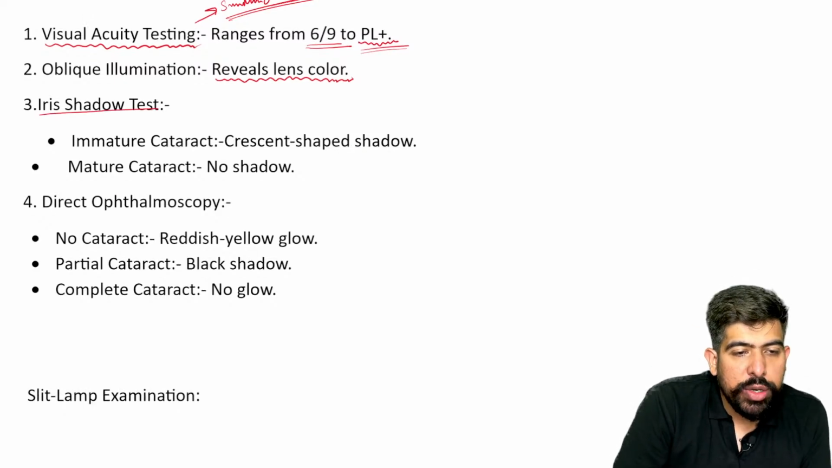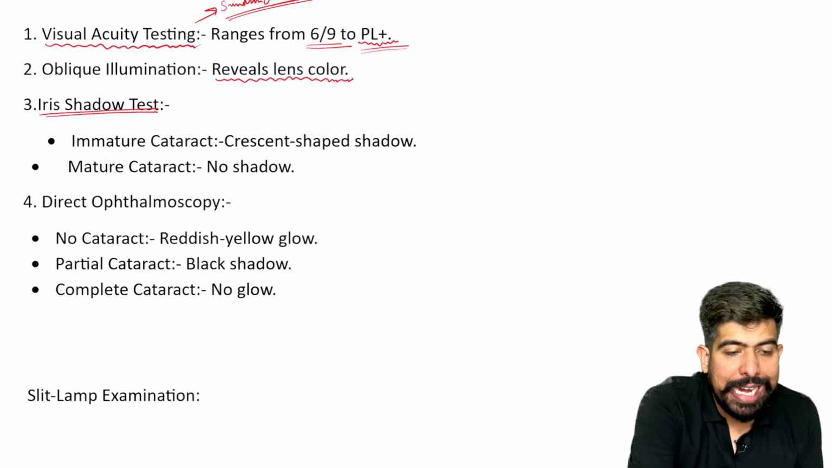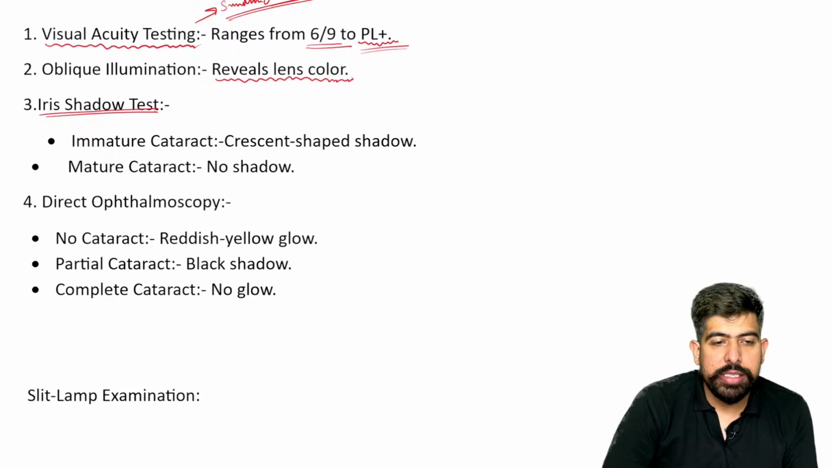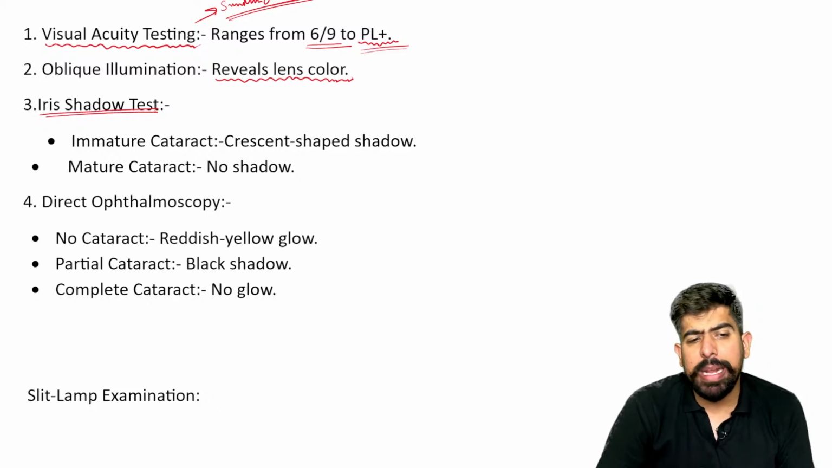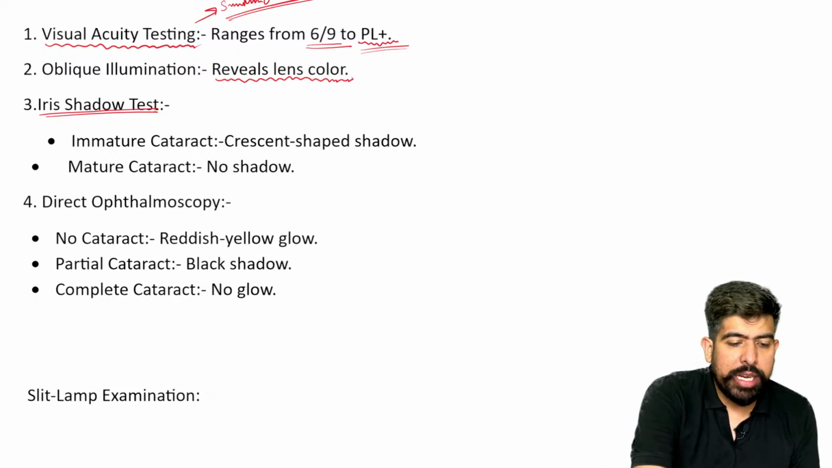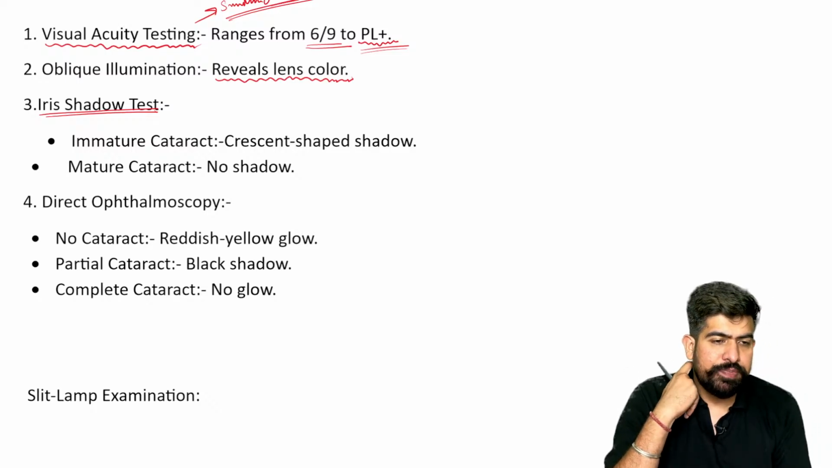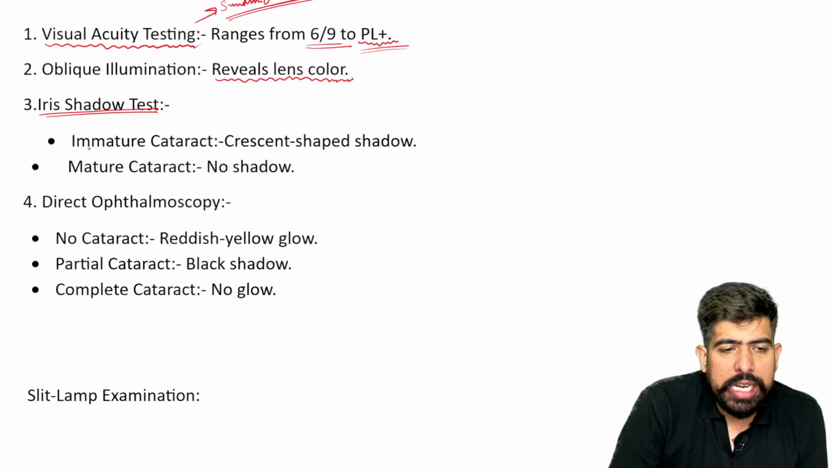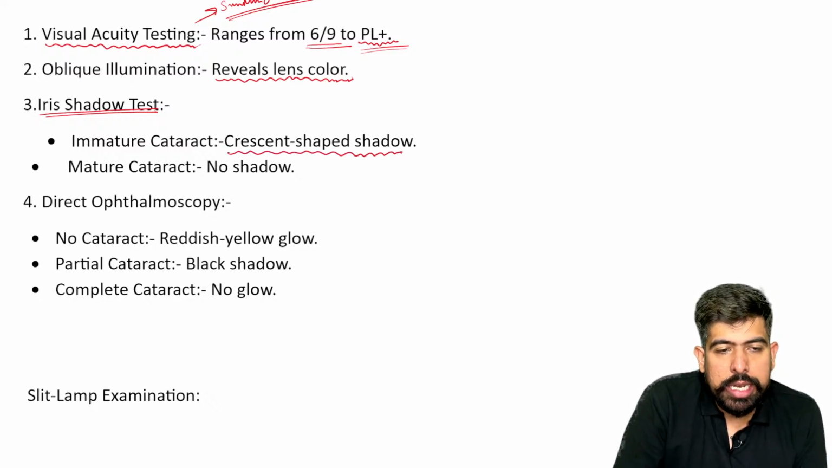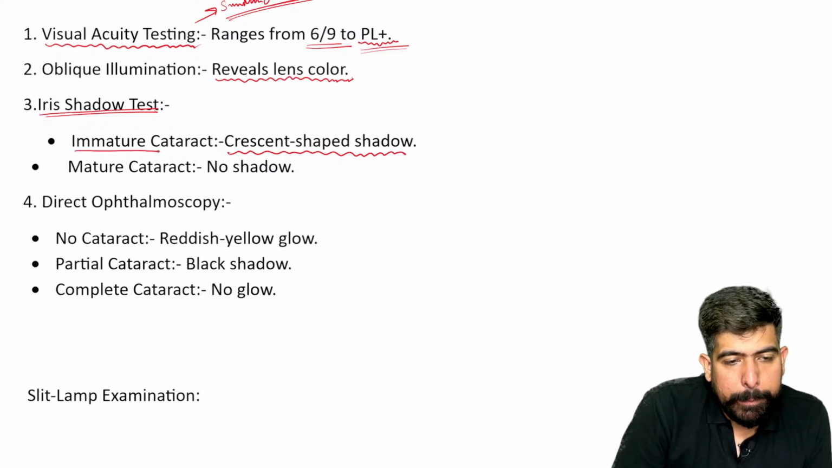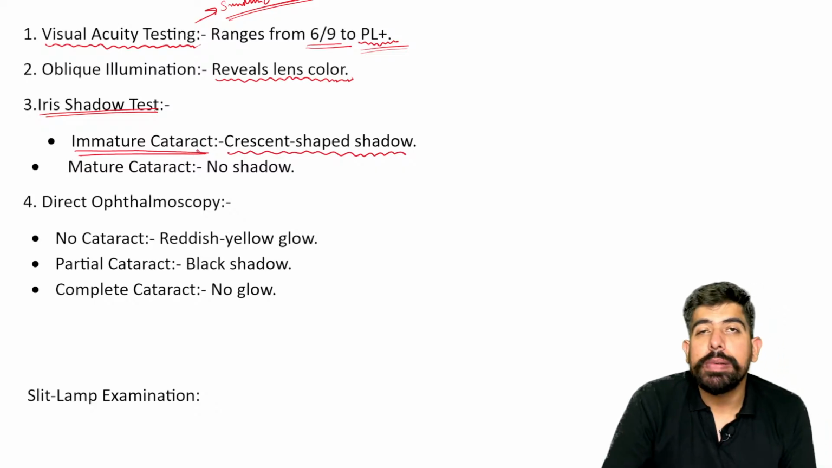Also, the iris shadow test. Now listen to this part. The iris shadow test is an important test for identifying whether this is an immature cataract or a mature cataract. What we do is turn on the light in front of the patient, and if the iris is making a crescent-shaped shadow on the lens, the cataract is immature.